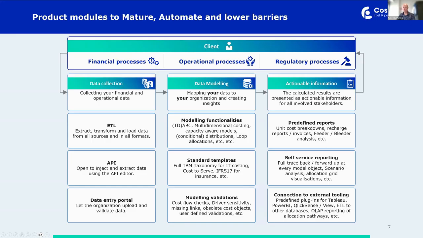Loop allocation. The classical loop allocation is the reciprocal situation where you would have finance working for IT, but IT is also providing the laptops to finance. How would you deal with those costs? It's all included. Those are like the real in-depth modeling functionalities.